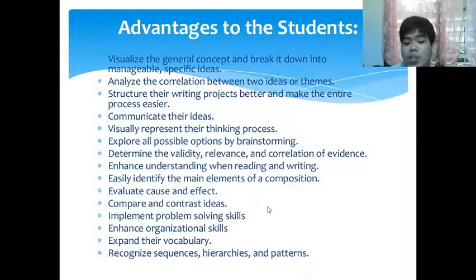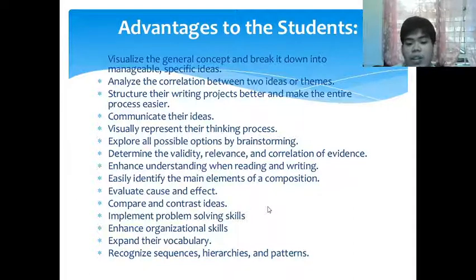Analyze the correlation between two ideas or themes. Structure their writing projects better and make the entire process easier. Communicate their ideas or your ideas. Visually represent their thinking process. Explore all possible options by brainstorming. Remember, graphic organizers are experimental. Determine the validity, relevance, and correlation of the evidences.